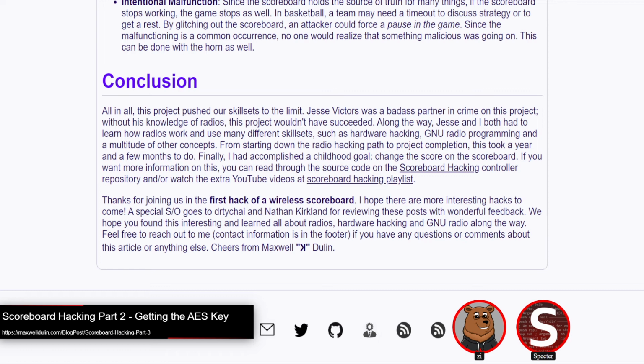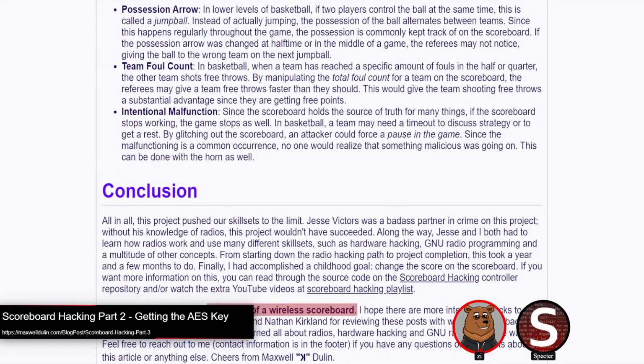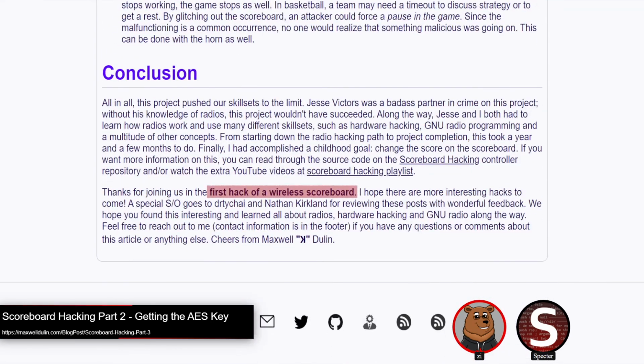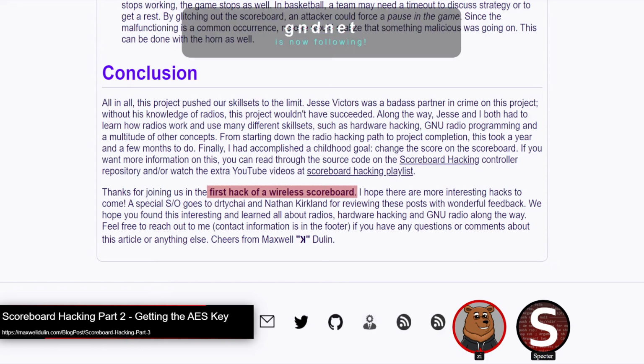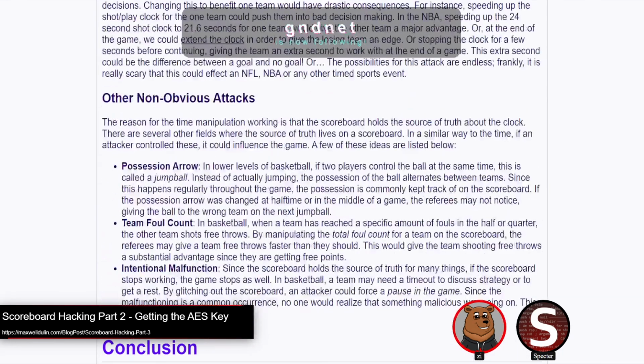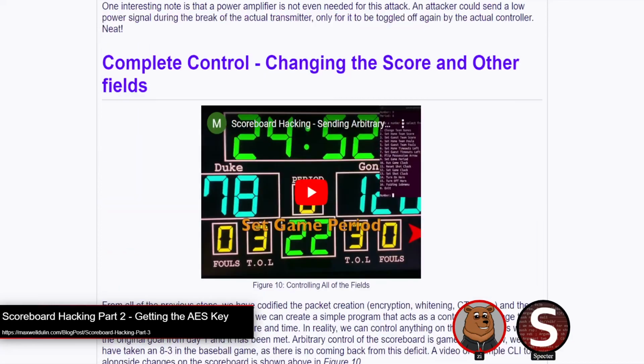Yeah, actually, Maxwell here does call out this was the first hack of a wireless scoreboard. So, at least for these wireless scoreboards, the attack that you're talking about is totally something that could happen. It does seem like at least the first published research on it. I can't imagine too many people have really looked at scoreboards. And yeah, a great series of posts. A lot of cool information here.